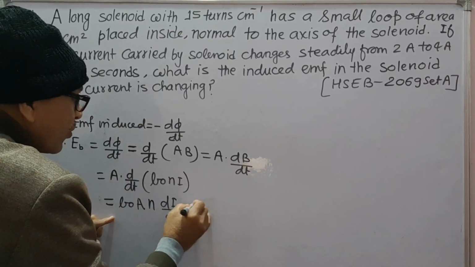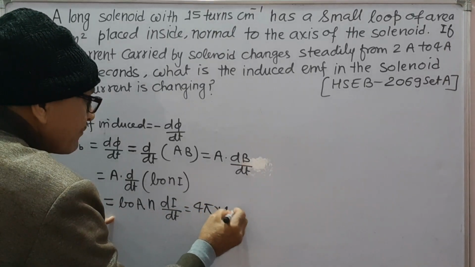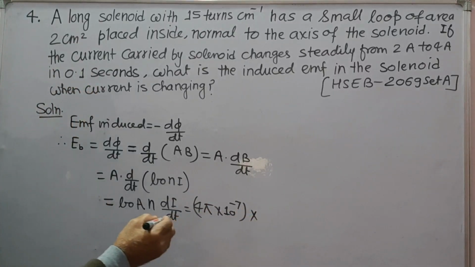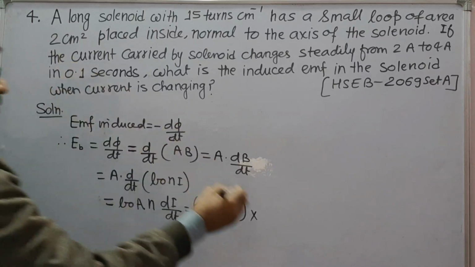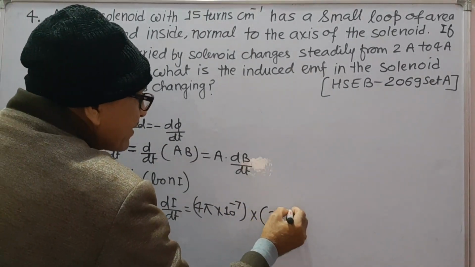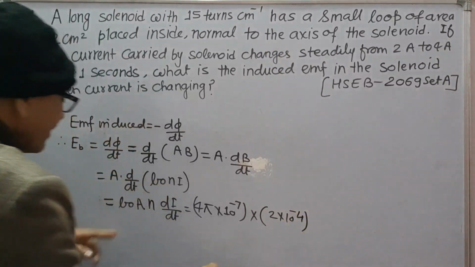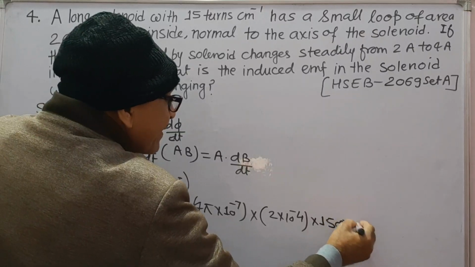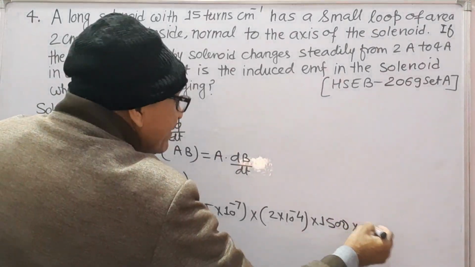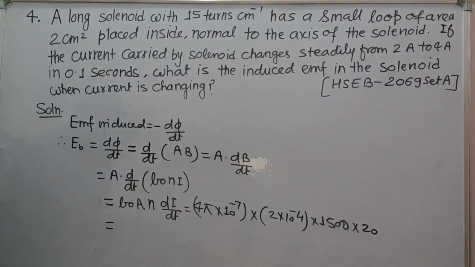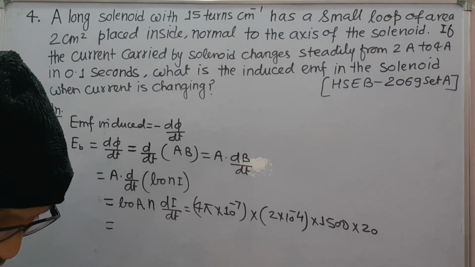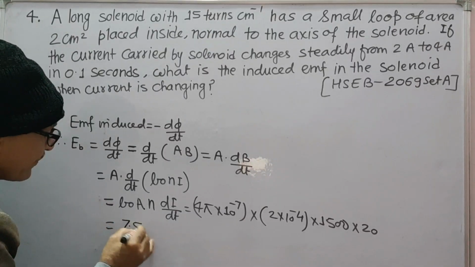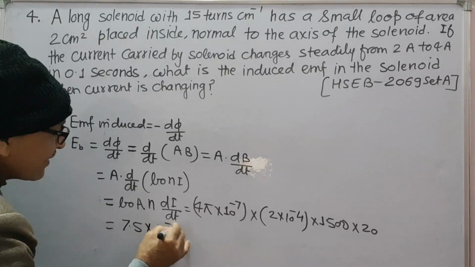Mu naught is 4 pi into 10 to minus 7. A is 2 cm square, means 2 into 10 to minus 4. N is 1500 and di upon dt is 20. So, EMF will have value 7.5 into 10 to minus 6 volts.